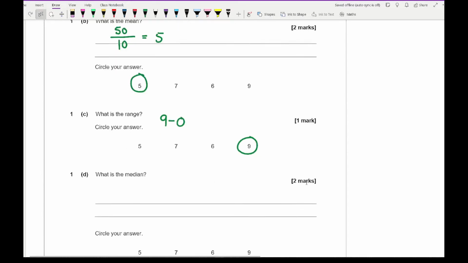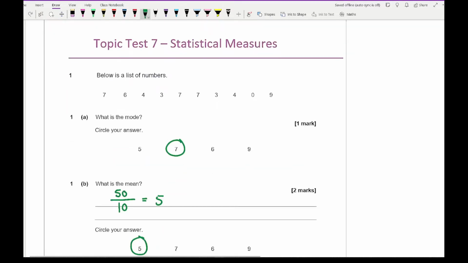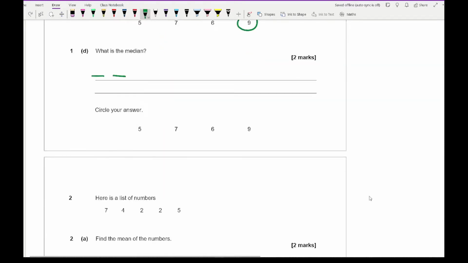Then it says what is the median, so what I need to do here is order the numbers. If I order all of those 10 numbers correctly, I'm going to end up with 0, then 2 3s, then 2 4s, then a 6, and then we've got 3 7s, and we've got a 9. So from this you can see that the middle number is going to be between 4 and 6. So the answer then is going to be 5. So I need to circle 5.